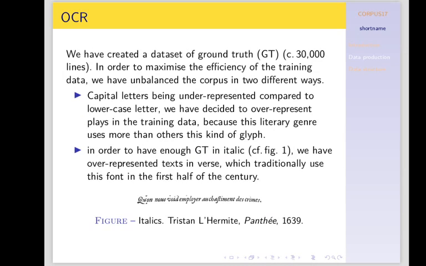So the first thing that we've done is to create an OCR model, using different OCR engines. And for that, we have created a massive data set of ground truth, about 30,000 lines in French of the 17th century, that we have unbalanced on purpose in two different ways. The first thing that we have done is that we have decided to use a lot of theater, because in theater we have realized that there are more capital letters, and these capital letters are usually underrepresented, and if they are underrepresented in the training set, then they will probably not be processed by the OCR model.